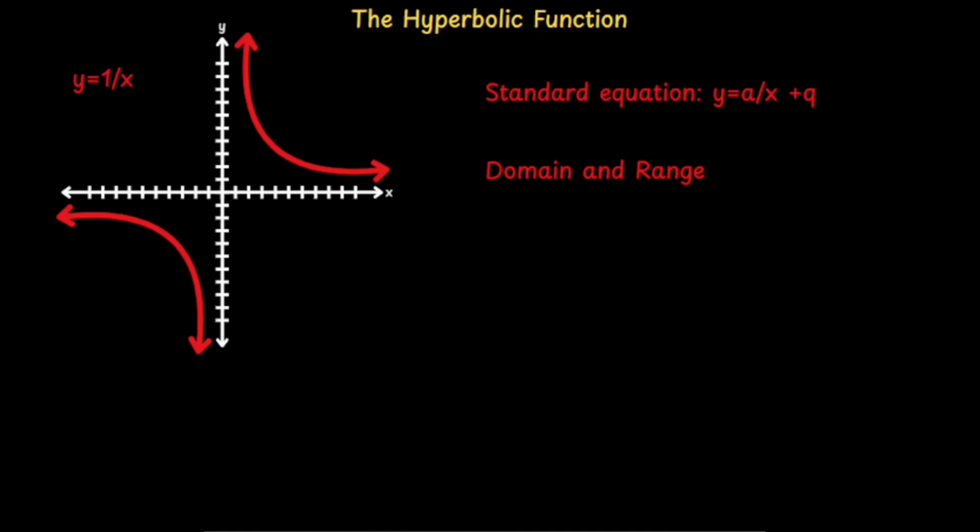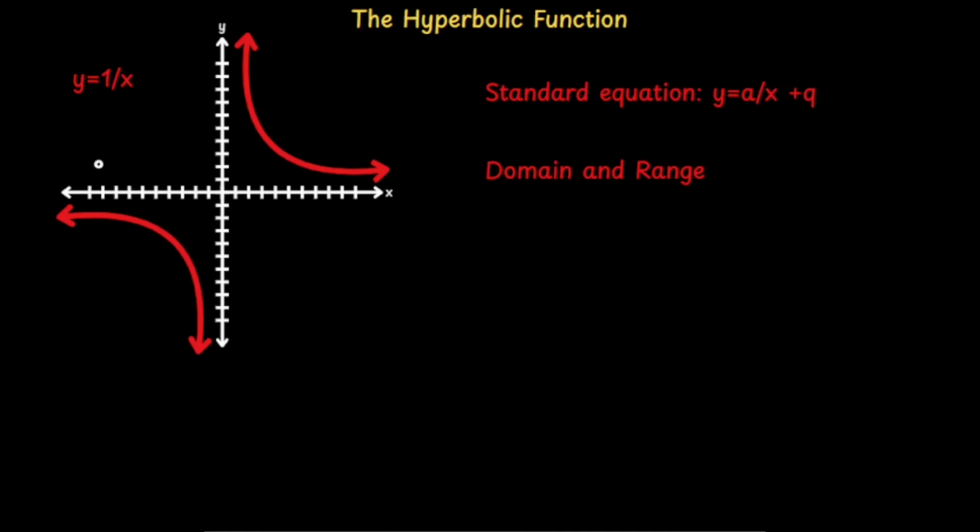In order to obtain a change in shape for this function, you would manipulate its a value, and the change in shape for this function is relatively simple. It is just a matter of changing the quadrants that the function exists in. So if the function has a positive a value, a positive numerator, it would exist in the first and third quadrant. But if the function has a negative numerator, it would exist in the second and fourth quadrant.